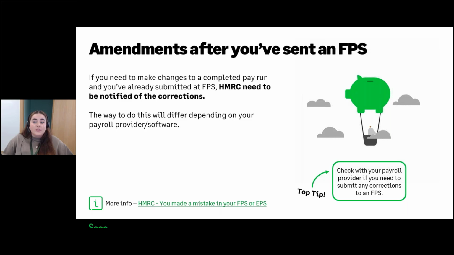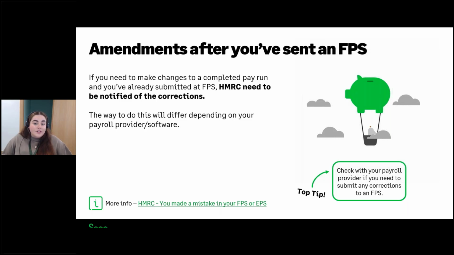Because you can only send one FPS in the tax period, and HMRC do still need to be notified of any corrections that you've made and any adjustments to the liability as well. So in this situation, you would need to send something called an FPS adjustment. And this includes the corrected values for your payroll and the updated liability as well. So HMRC will have the latest information for you and for your employees.